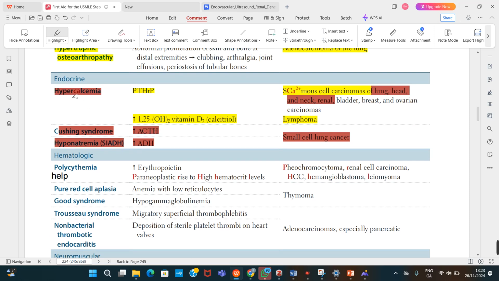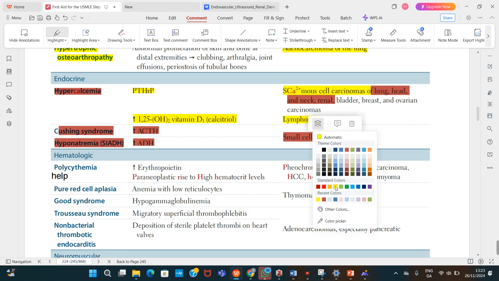Still on the endocrine, we don't want to forget Cushing syndrome and SIADH. In Cushing syndrome, you can have elaboration of ACTH. For SIADH, you can have elaboration of ADH. And both of them come from small cell carcinoma of the lungs, just like we have mentioned previously.